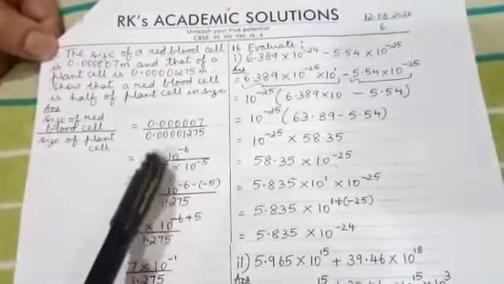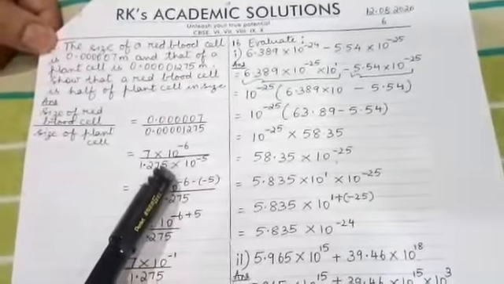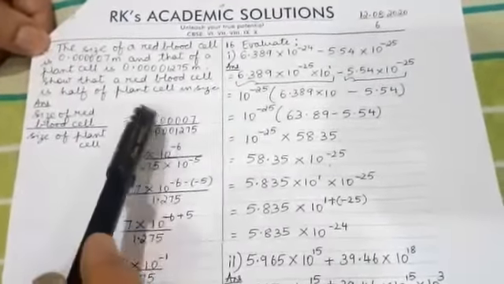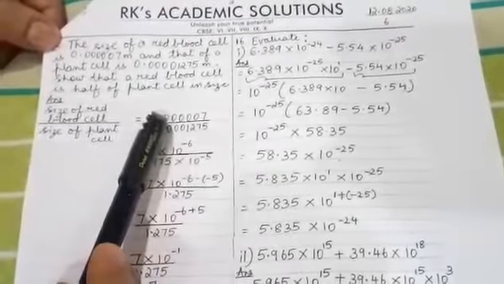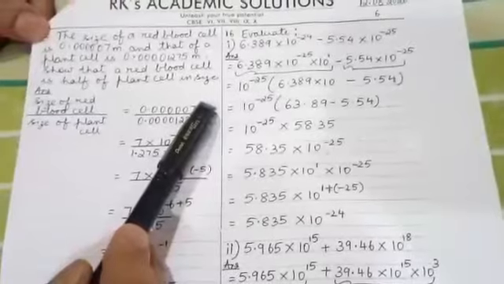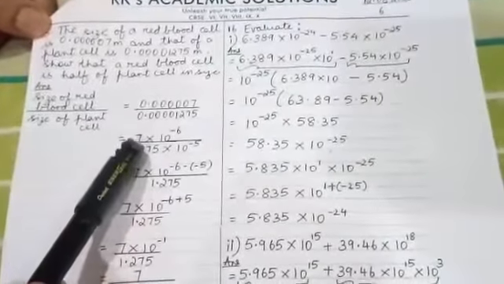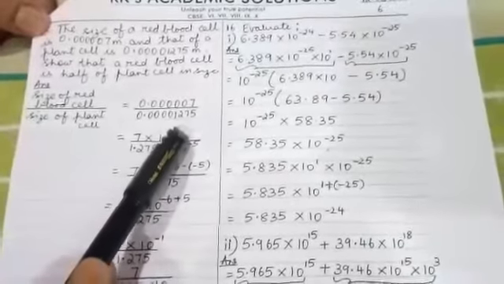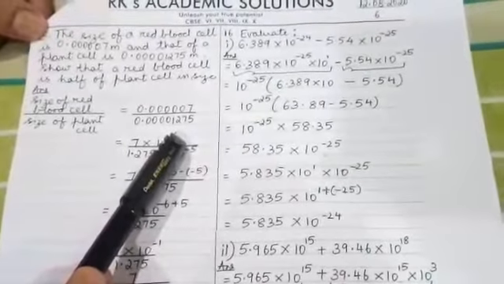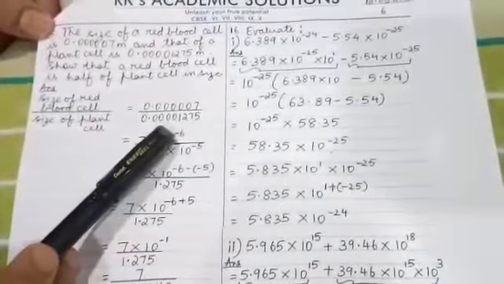In the next step, write the two numbers in the scientific form or in the standard form. We need to shift the decimal point by 6 places to the right. So the numerator in the standard form will look like 7 into 10 to the power of minus 6. 6 places, so the power is 6. To the right, so it's minus 6.